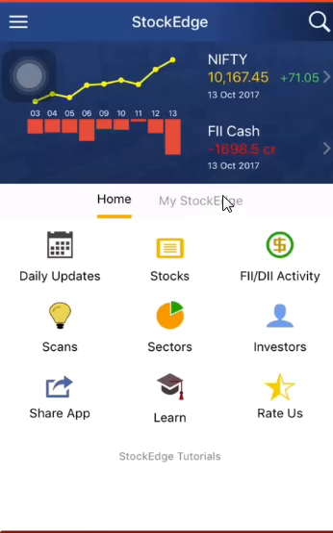Okay, My Stockedge is nothing but a personalized version of the Stockedge, where you can select your specific stocks which you want to monitor, and this My Stockedge will have a customized version of the news, daily updates, and FII activity for the stocks which are present in your portfolio and which you have added in the My Stockedge section. So let us now go through the different sections which I was mentioning, and you'll get a glimpse of what I was talking about.